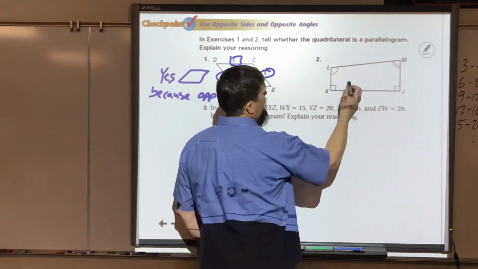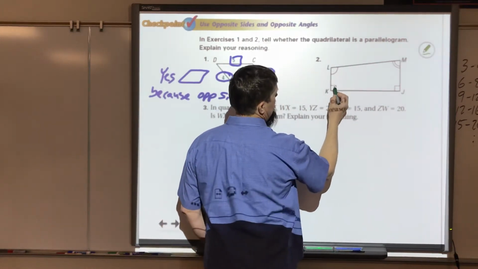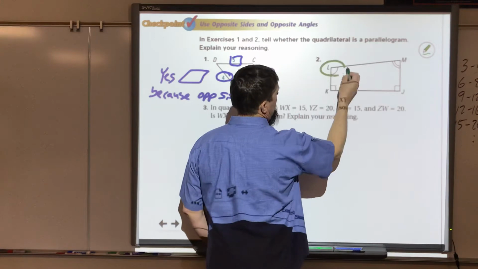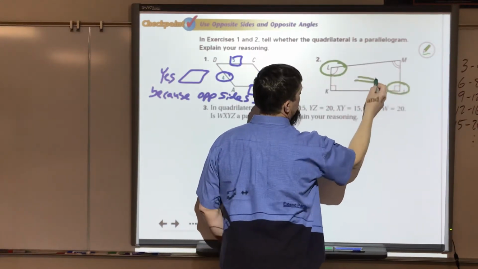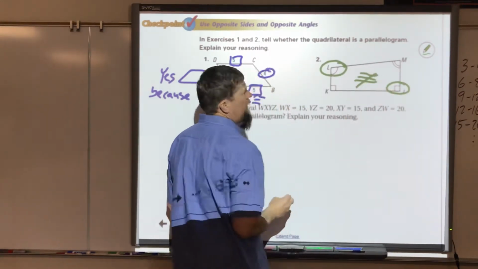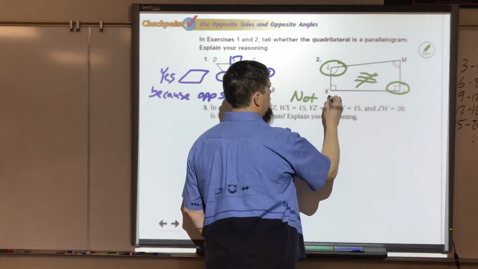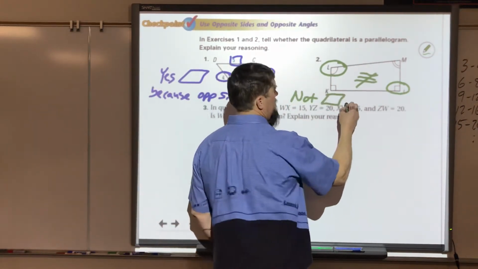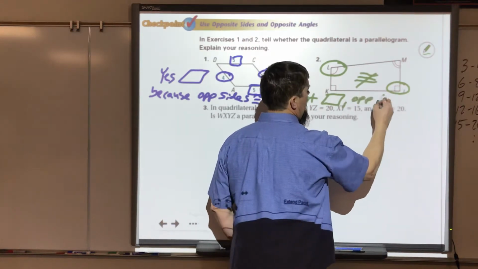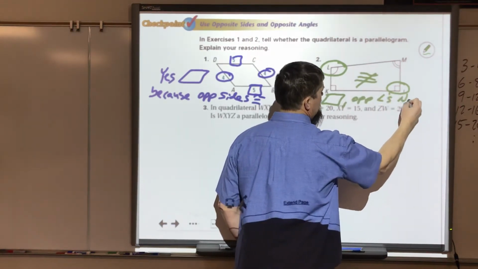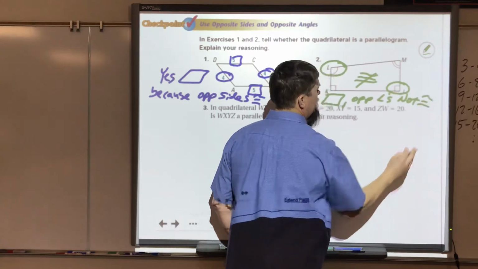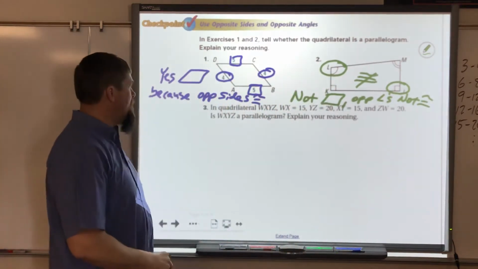This one, we have opposite angles here that are not congruent. They are not congruent, so this is not a parallelogram. Opposite angles not congruent. Okay, so that's how you would explain your answer.